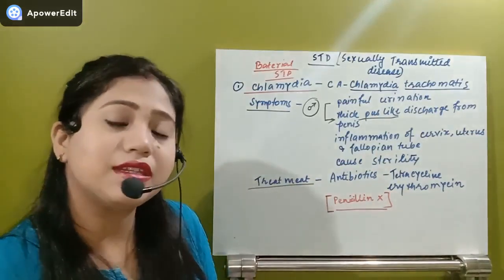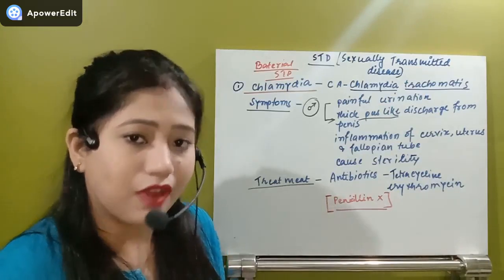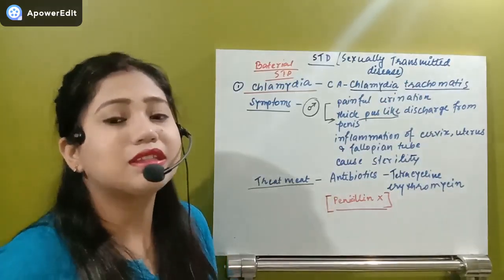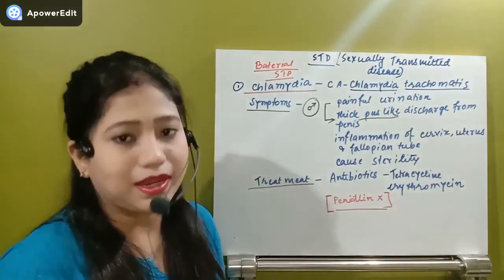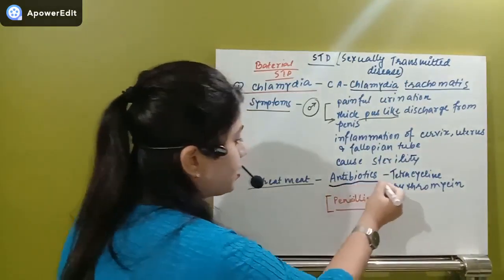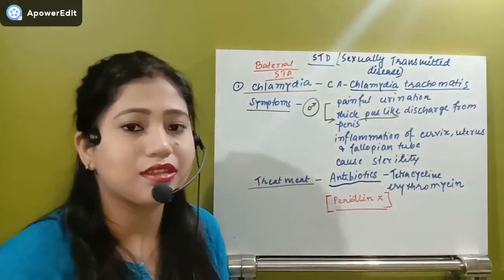Remember, what are the antibiotics? Antibiotics are nothing but chemicals produced by the bacteria and the fungi. Those chemicals can kill or destroy another bacteria. So these are the antibiotics, remember. Now after that, let us see the next bacterial disease, that is gonorrhea.